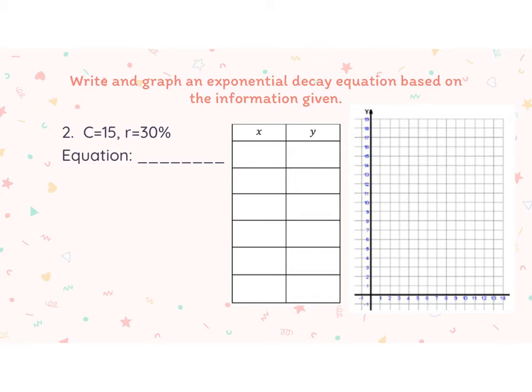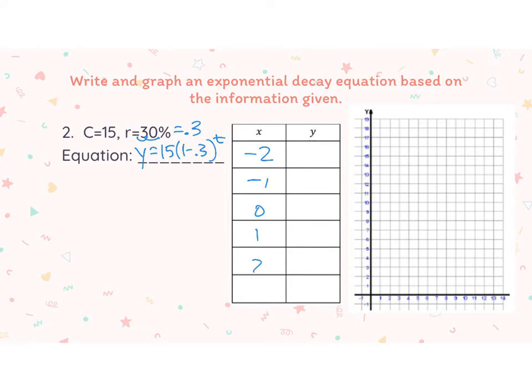Let's take a look at number 2. I have c is equal to 15 and r is equal to 30%. Remember that we need to change that into a decimal, so I'm going to go back 2 places and call that 0.3. So my equation looks like y equals 15 times 1 minus 0.3 raised to the t power.